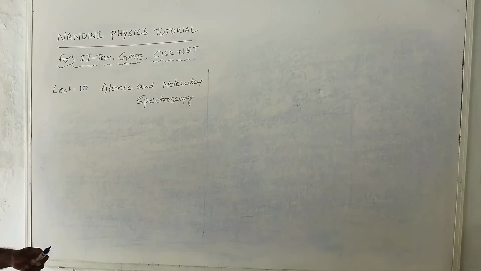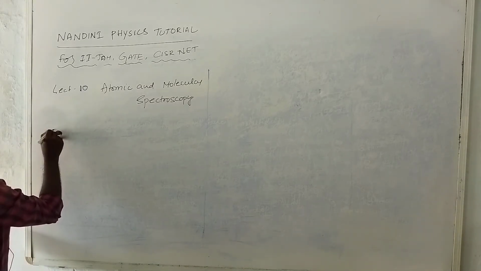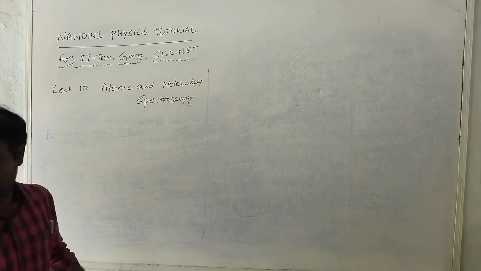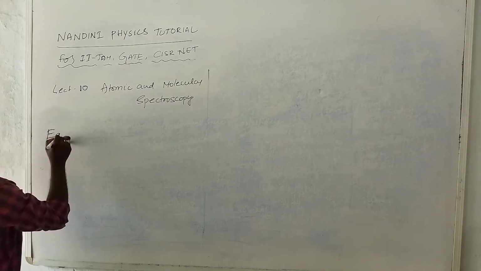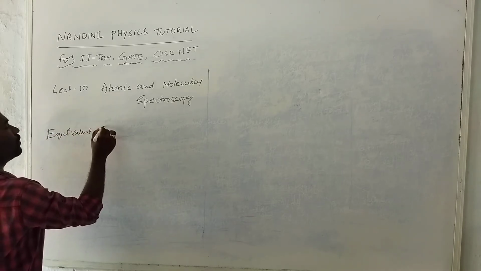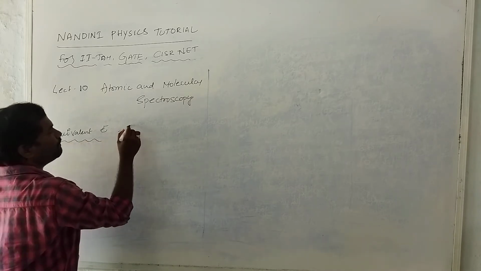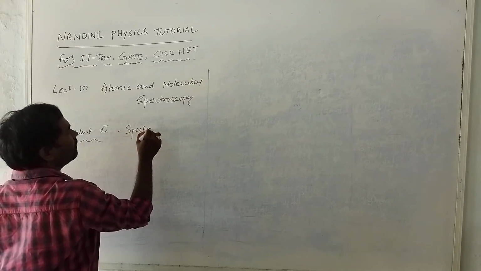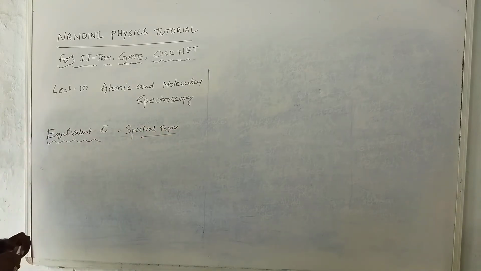So, equivalent electrons. Once again, equivalent electrons. So how to find out equivalent electrons' spectral terms? I want to find out the spectral terms of equivalent electrons.